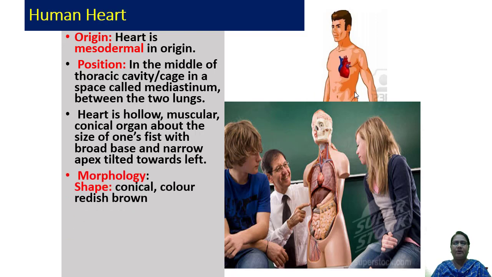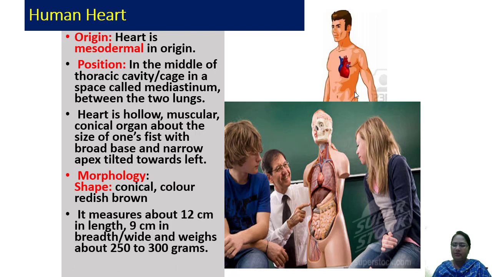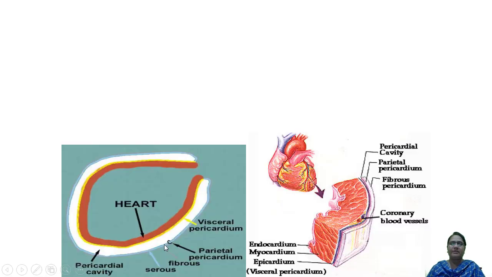Then we shall see the morphology. Morphology is the shape of the heart. It is conical, color is reddish brown. It measures about 12 centimeters in length, 9 centimeters in breadth, and weighs about 250 to 300 grams.